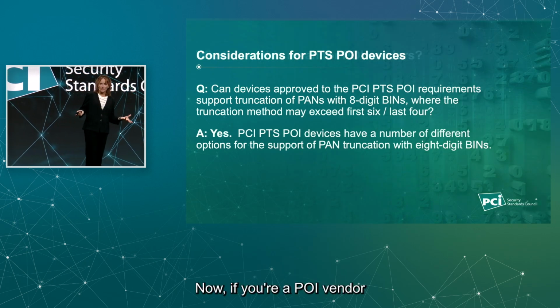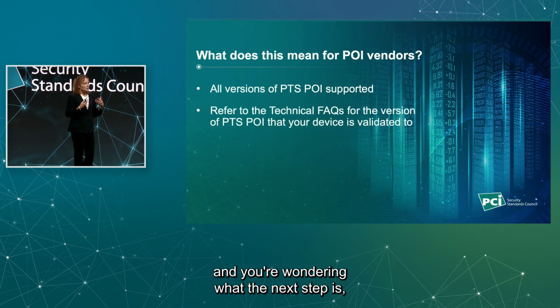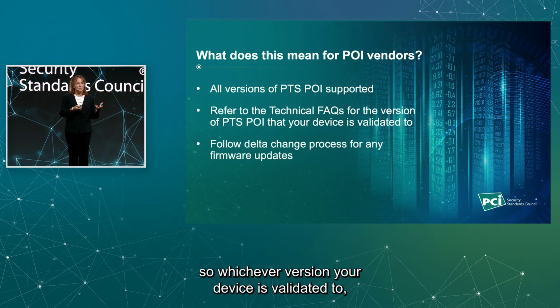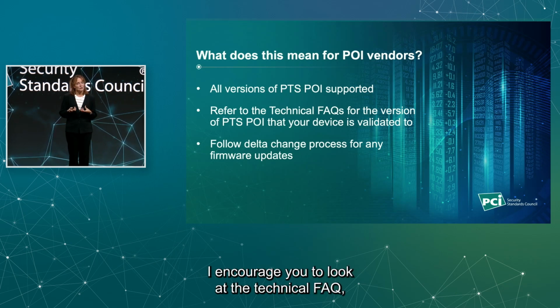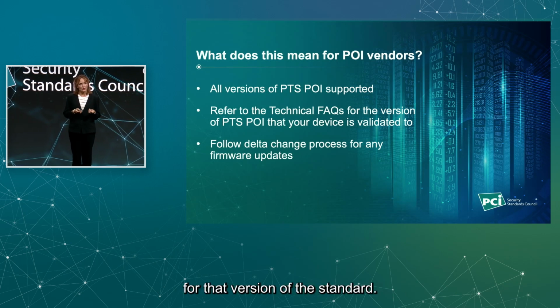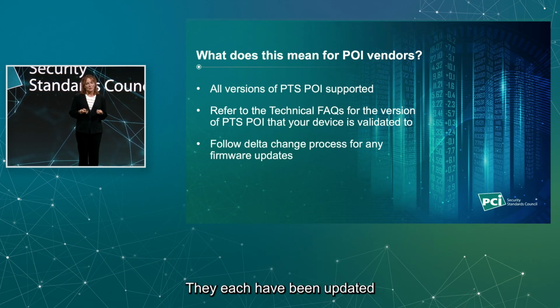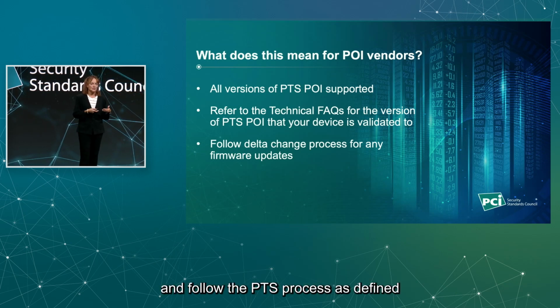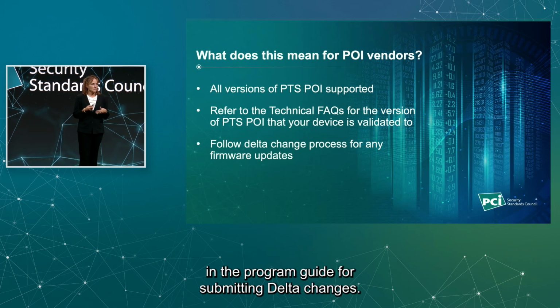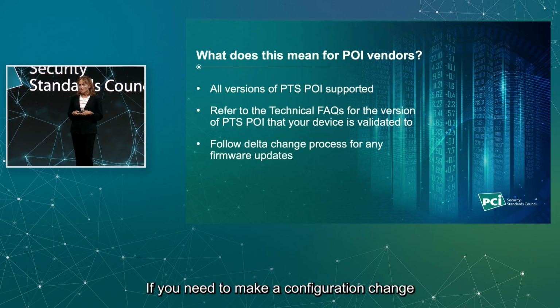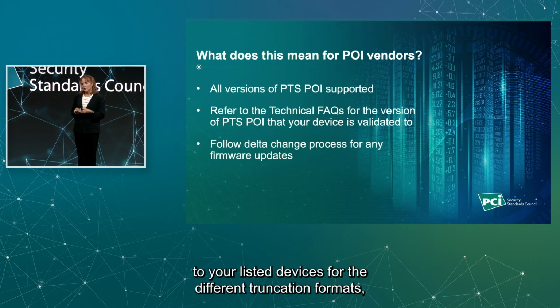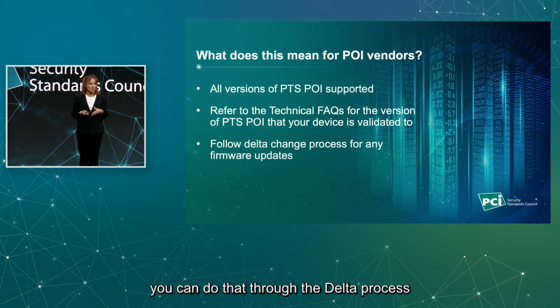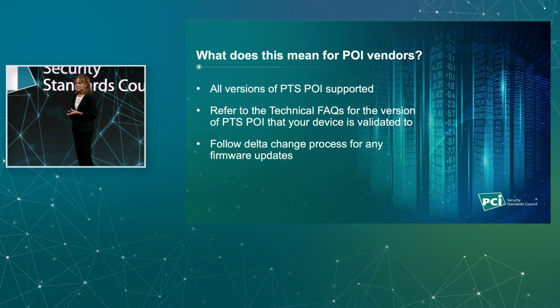Now, if you're a POI vendor and you're wondering what the next step is, as I said, all versions of the standard, so whichever version your device is validated to, I encourage you to look at the technical FAQ, the frequently asked question document for that version of the standard. They each have been updated to include the relevant information with respect to formats and 8-digit bins, and follow the PTS process as defined in the program guide for submitting delta changes. If you need to make a configuration change to your listed devices for the different truncation formats, you can do that through the delta process that's covered under the program guide.